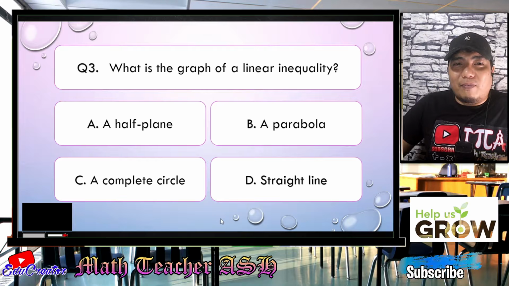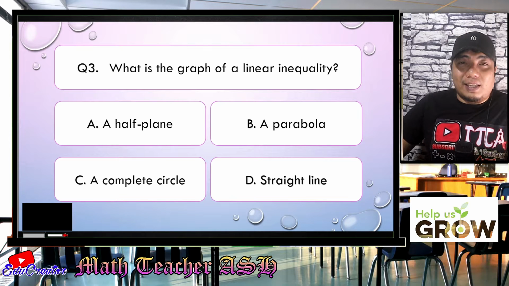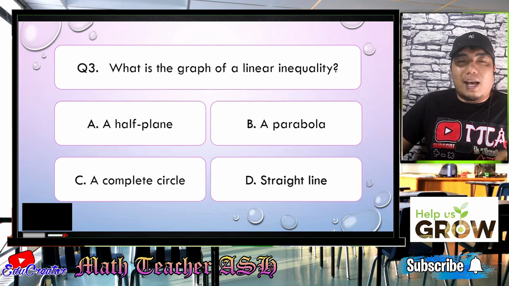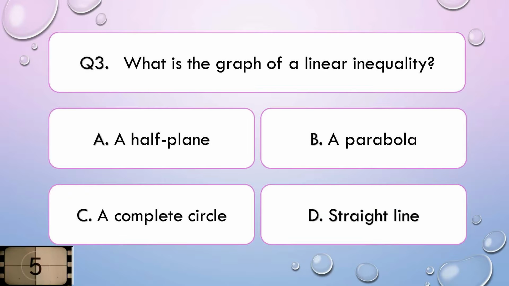What is the graph of a linear inequality? Is it A, a half plane, B, a parabola, C, a complete circle, or letter D, a straight line? I'll give you 5 seconds to think about your answer.